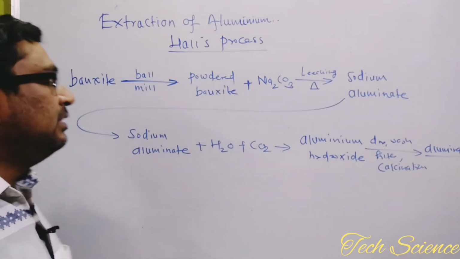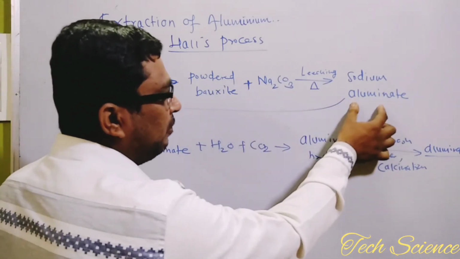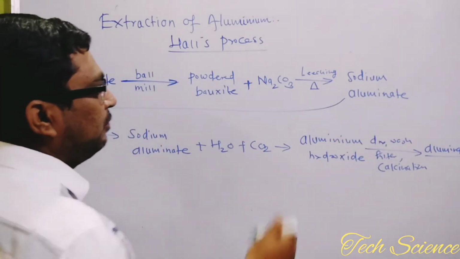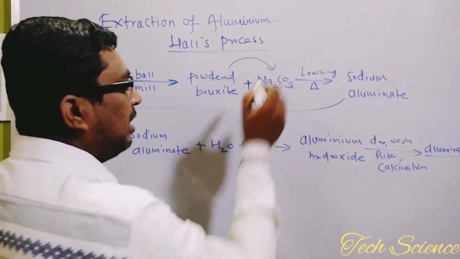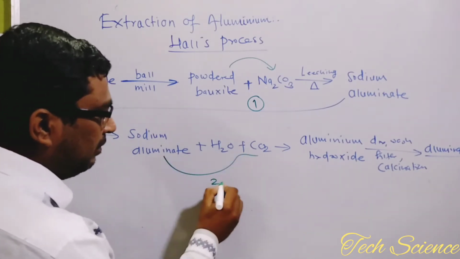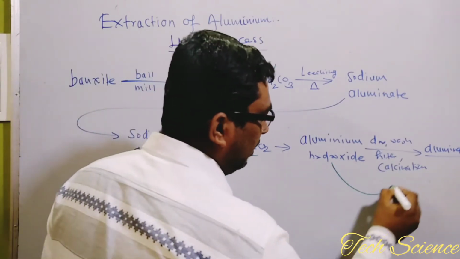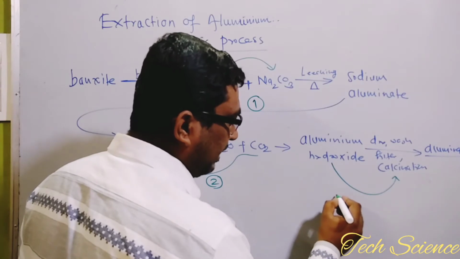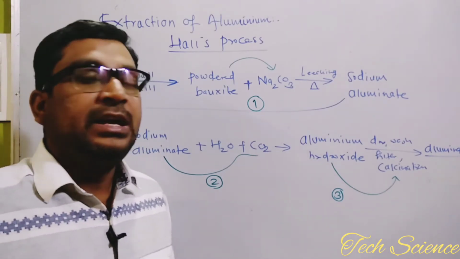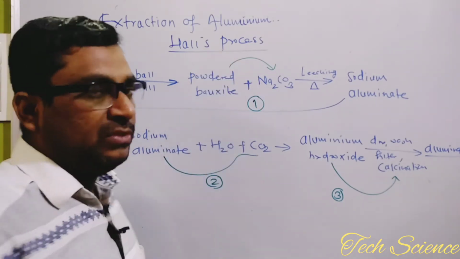Understood? Now let's see the reactions of all this. For example, how powdered bauxite reacts with sodium carbonate, what sodium aluminate forms, and what the molecular formula is. Now further, for sodium aluminate, what is the chemical reaction? Observe. This is the first chemical reaction: powdered bauxite reacts with sodium carbonate to form sodium aluminate. Second reaction: sodium aluminate along with water and carbon dioxide gives aluminium hydroxide. And aluminium hydroxide, with different processes along with calcination, gives alumina as the final output. This is the third chemical reaction. Now it's time to see the different chemical reactions in the first stage with the help of Hall's process.